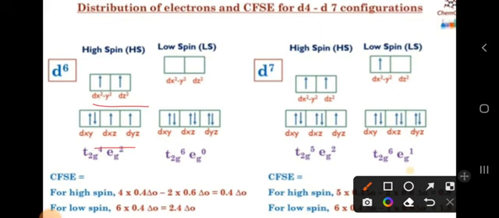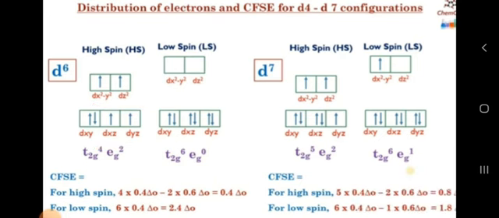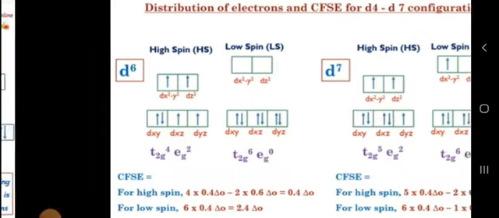4 into 0.4 delta naught is for t2g, and for eg, 2 electrons are present, that's why we are writing minus 2 into 0.6. But for low spin, all 6 electrons are present in t2g. Coming to d7, for high spin we are having 5 and 2, and for low spin, observe here, after filling of electrons there will be 1 electron present in eg. So 6 electrons are there and 1 electron is present in eg.